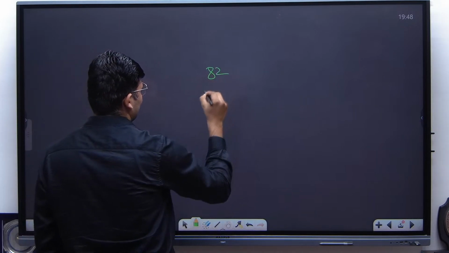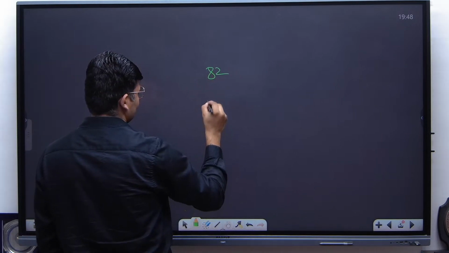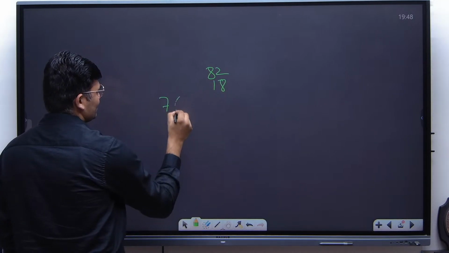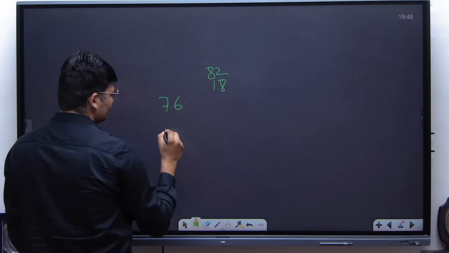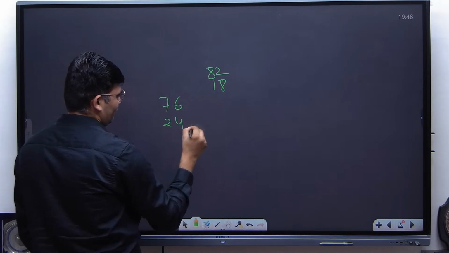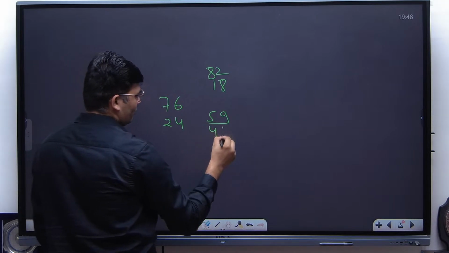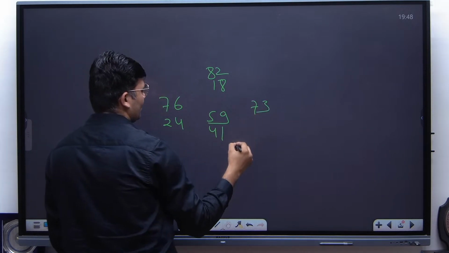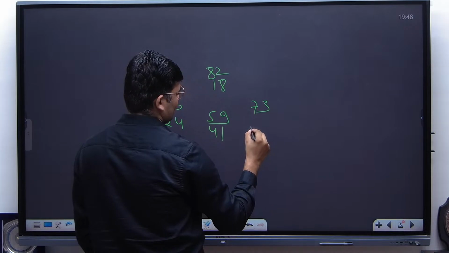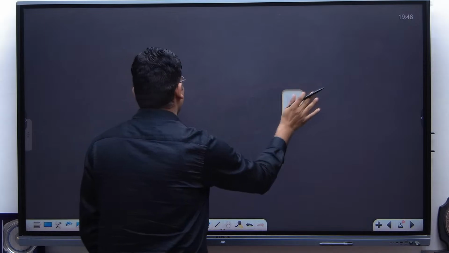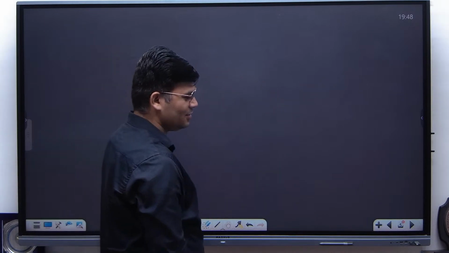82. 28. No, sorry, dear. 18. 18. Yes. 76. 24. Okay. 59. 41. Very good. 73. 27. Very good. Well done. You played this game as well correctly.